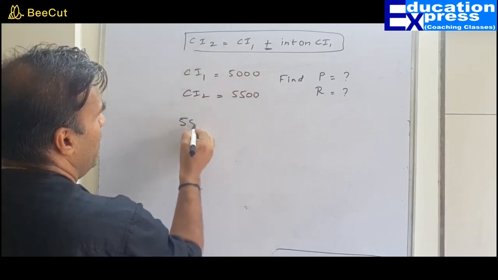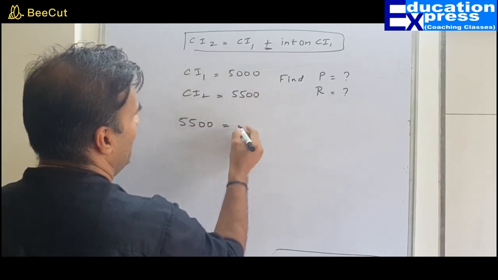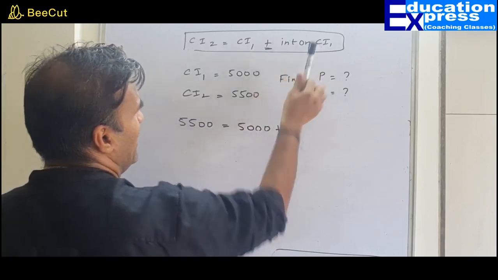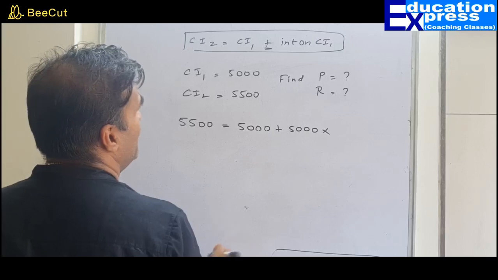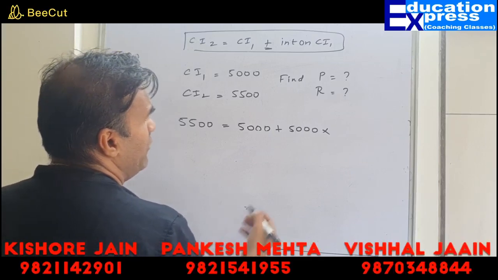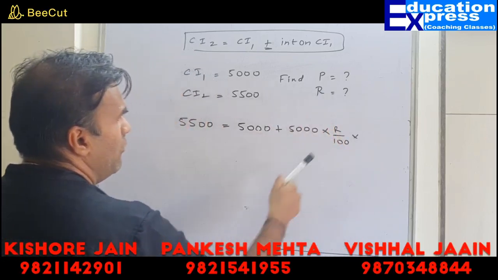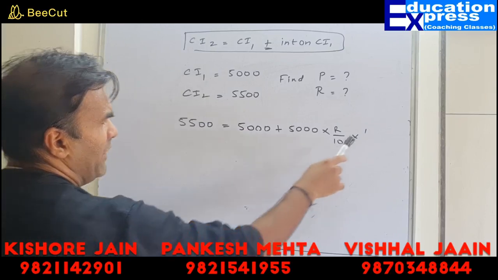So if I use the formula, 5,500 is equal to CI1. CI1 is 5,000 plus interest on CI1. Interest on 5,000. 5,000 into what is the rate of interest? Now the rate of interest is not given to me. That is what I have to find. Rate of interest. What is the time period? 1 year, because between first and second there is a gap of 1 year.